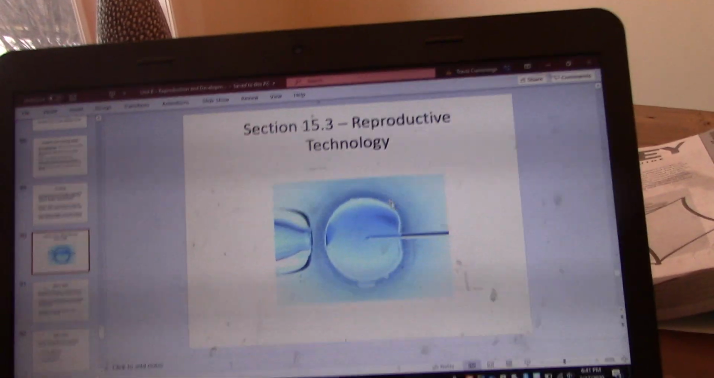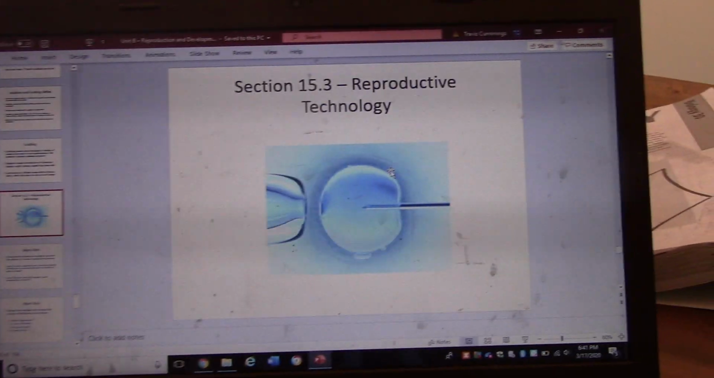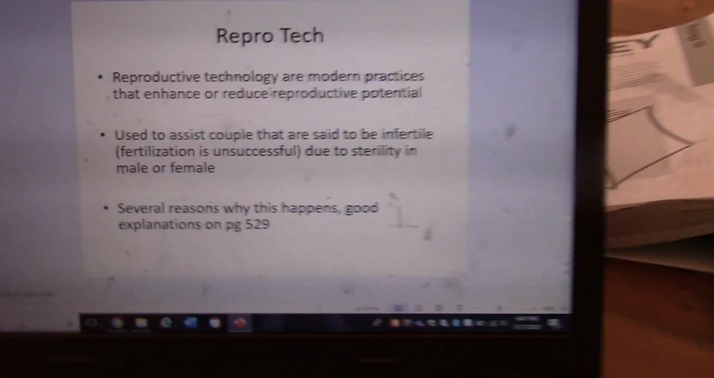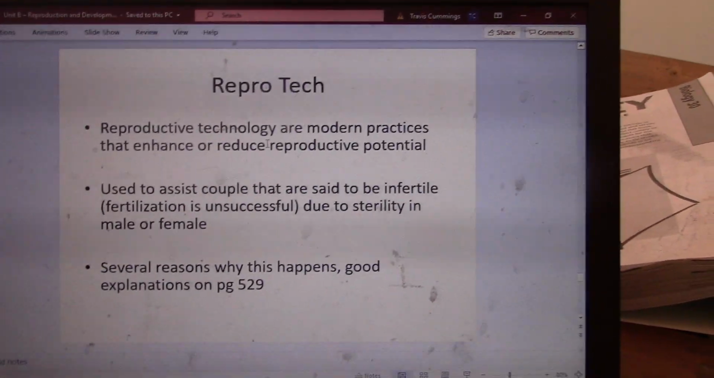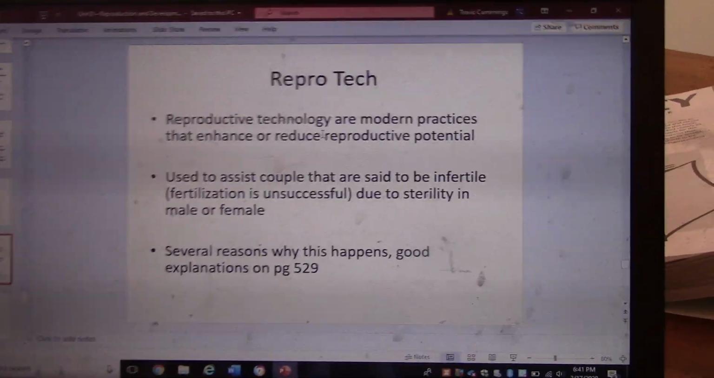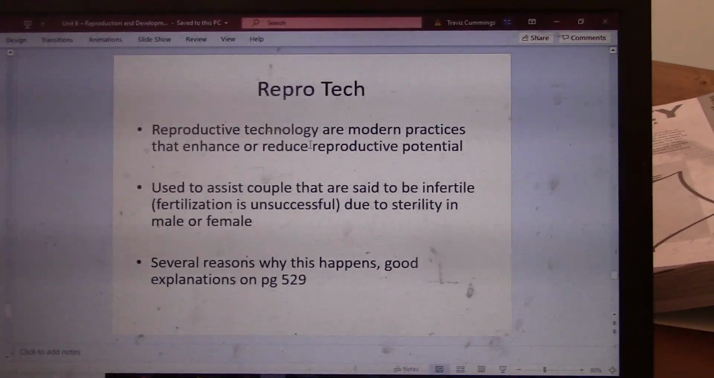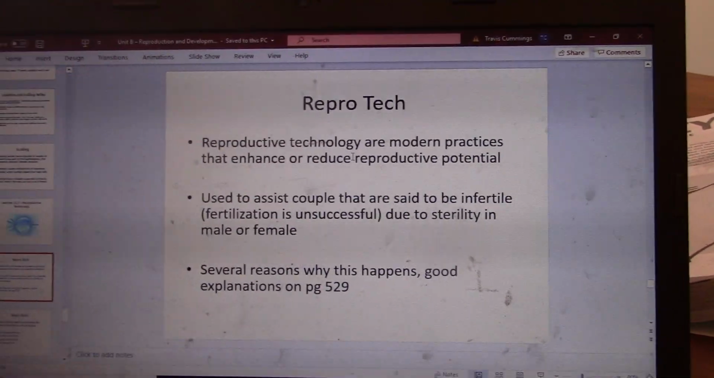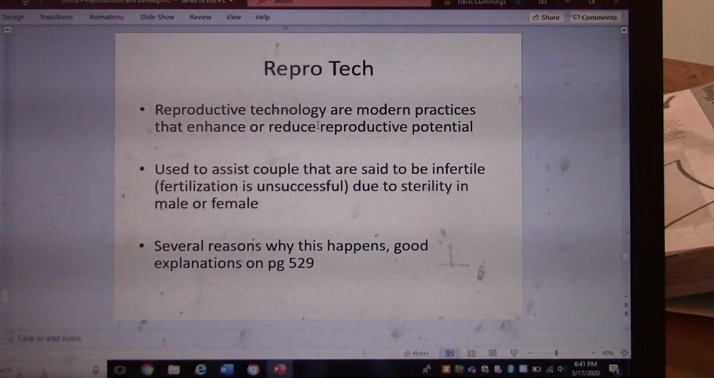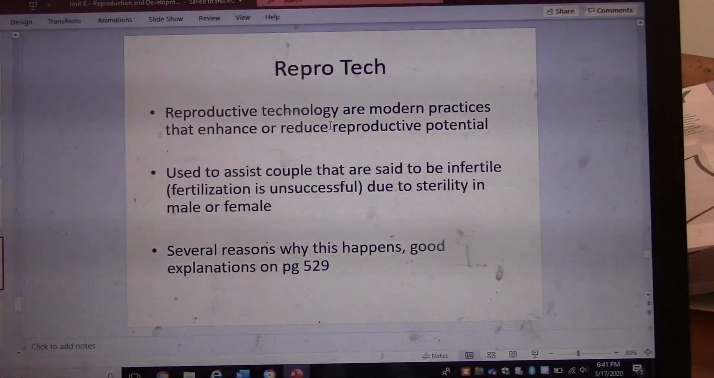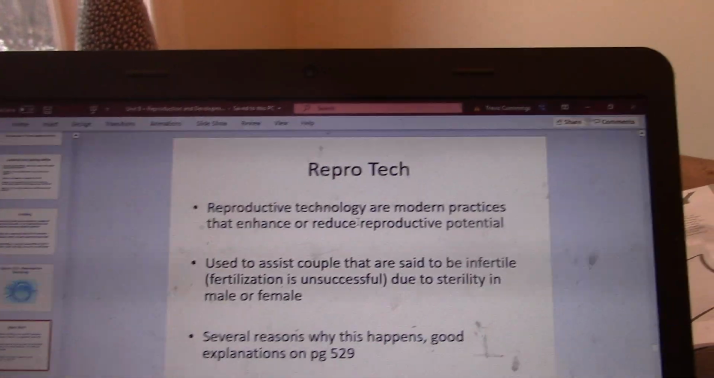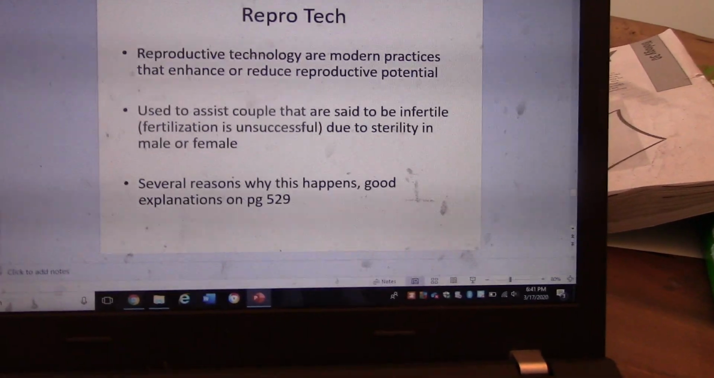Anyway, Repro Tech. Reproductive technology is anything that enhances or reproduces reproductive potential. So it's anything that manipulates the natural process of reproduction, basically. We're looking at assisting infertile couples, and we're also looking at improving contraception. So some repro techs improve fertility, and some of them decrease it, depending on the needs of an individual.